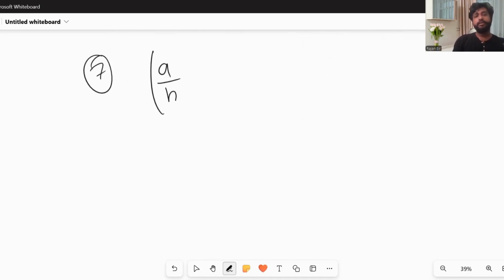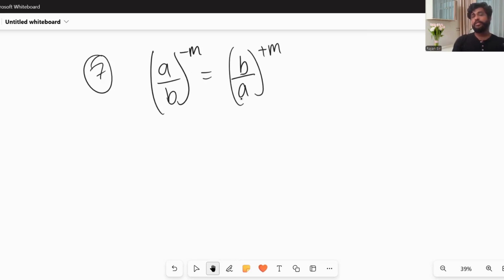Now, there's an additional formula that is highly useful in solving the numericals. Let's say a by b raised to minus n. If a by b is raised to minus n, instead of solving it, we can write b by a raised to plus n. Generally, whenever you take the power from the negative to the positive, solving becomes easier. So you always use this formula.